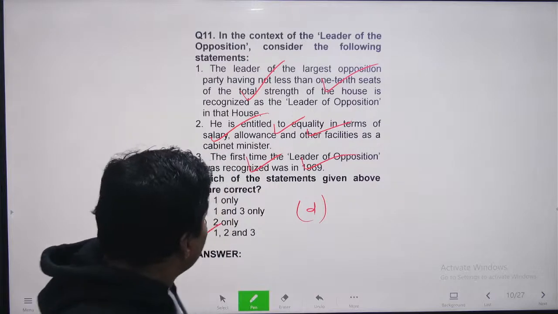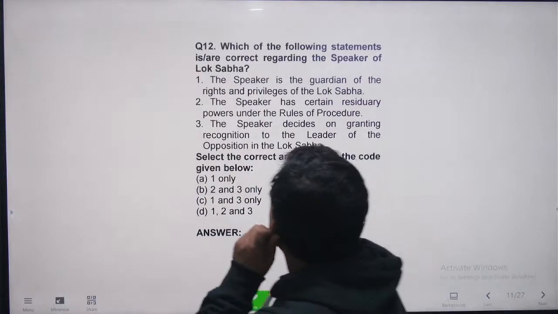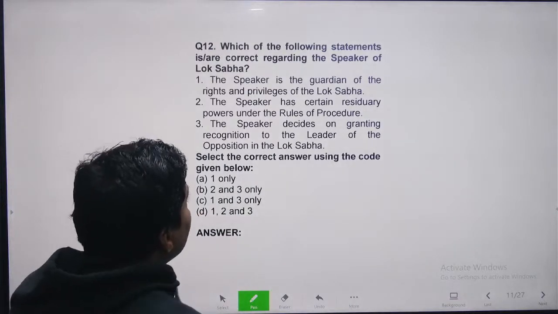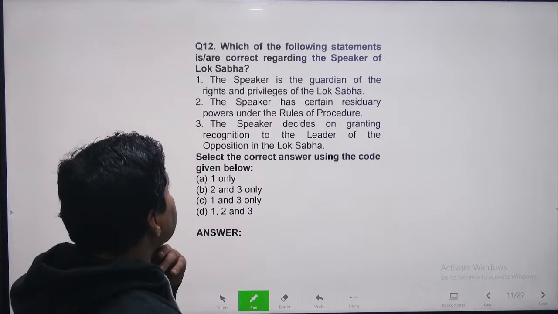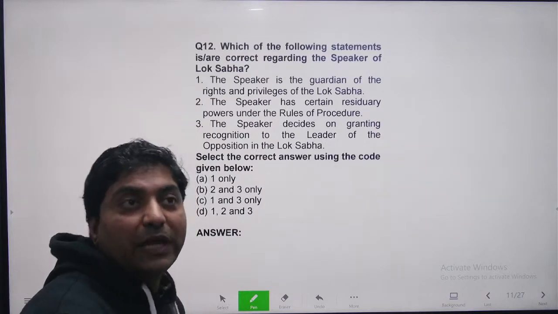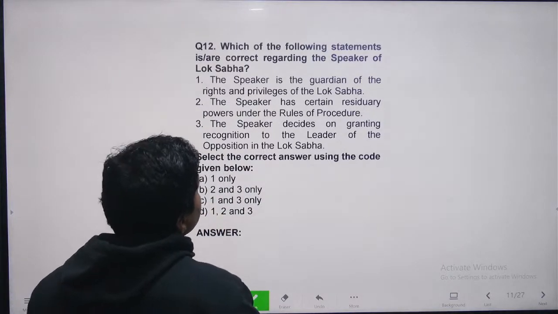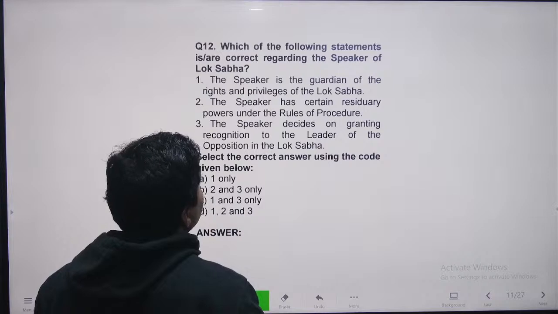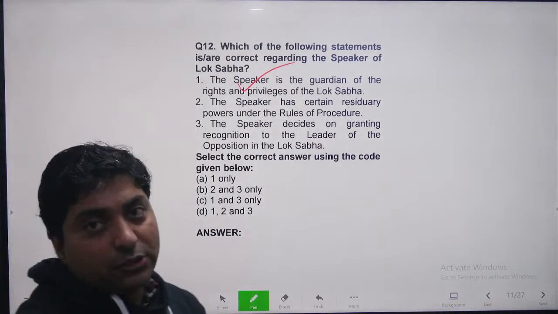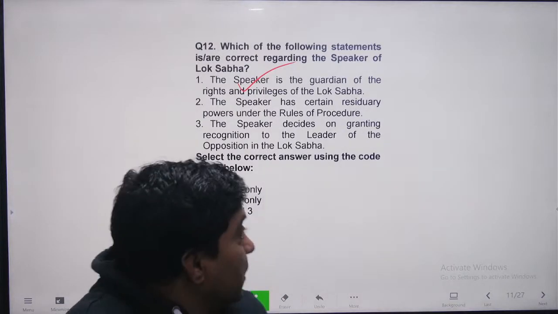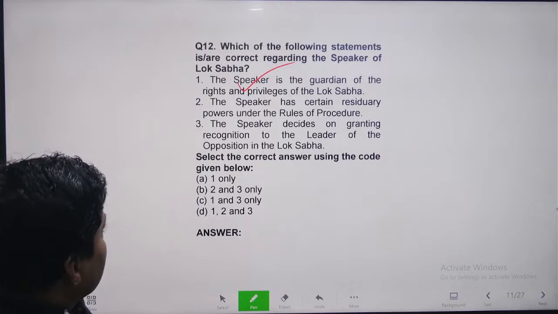Fine. Now let me move to the next question. Question number 12. Which of the following statements is or are correct regarding the Speaker of the Lok Sabha. Now we have already discussed the Speaker of the Lok Sabha. Now the Speaker is the guardian of the rights and privileges of the Lok Sabha. Yes, the Speaker is the guardian of the rights. I told you that a Speaker is a guardian. Now, a Speaker has certain residuary power under the rules of procedures.